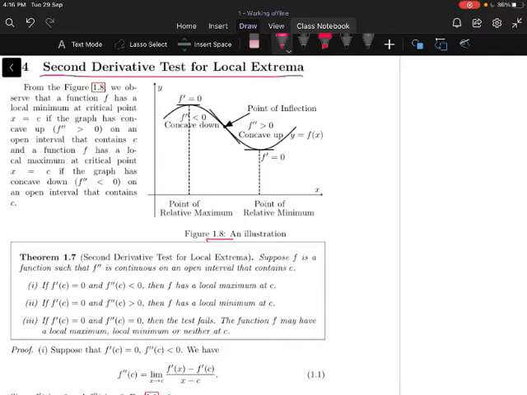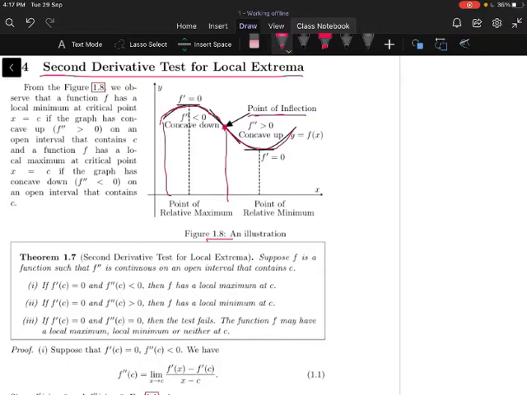So in this video we are going to discuss the second derivative test for local extreme values. Before moving to local extreme values with the help of the second derivative test, let us take an illustration. From figure 1.8 you can observe that this point is called the point of inflection, because this point changes the concavity from concave downward to concave upward. Therefore this point is called the point of inflection.